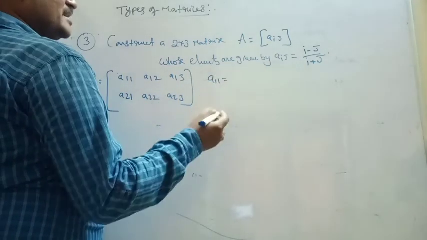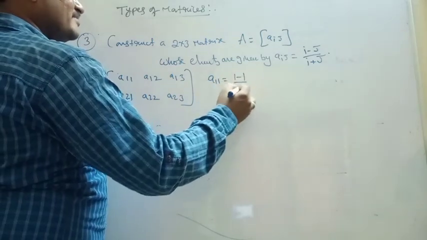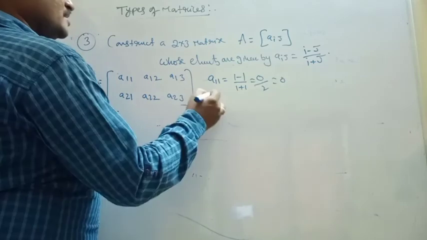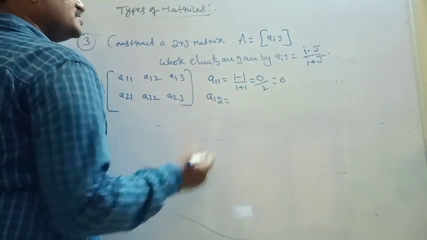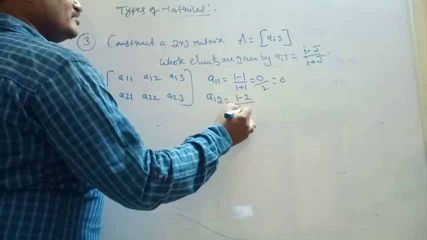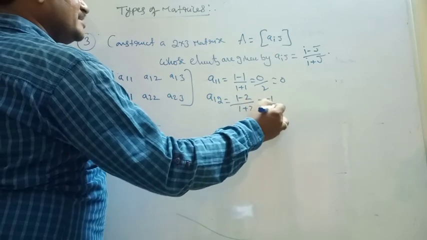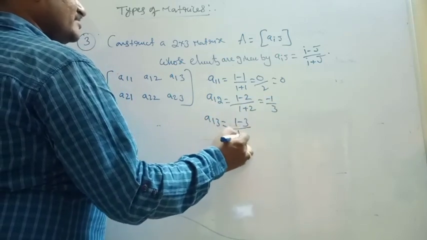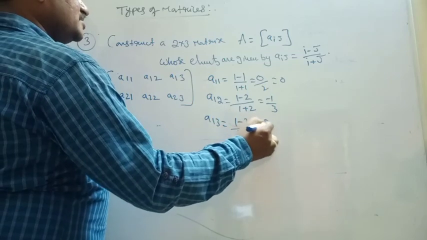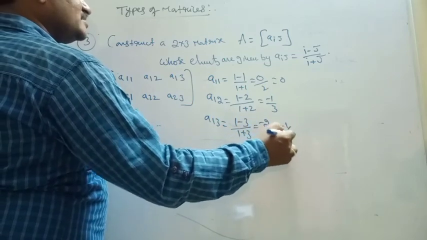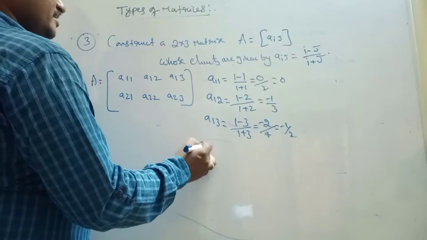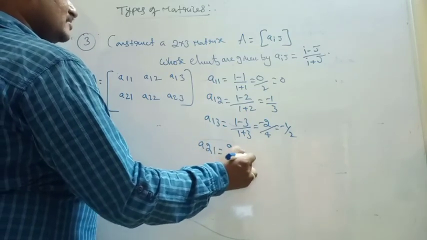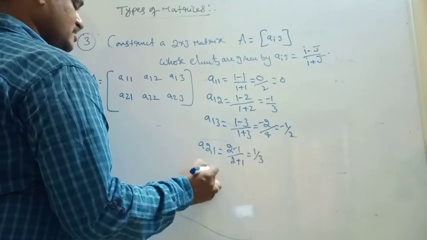See here how we are going to do it now. A11 is (i minus j) by (i plus j): 1 minus 1 by 1 plus 1, that is 0 by 2, that is 0. A12 is 1 minus 2 by 1 plus 2, minus 1 by 3. A13 is 1 minus 3 by 1 plus 3, that is minus 2 by 4, that is minus 1 by 2. A21 is 2 minus 1 by 2 plus 1, 1 by 3.